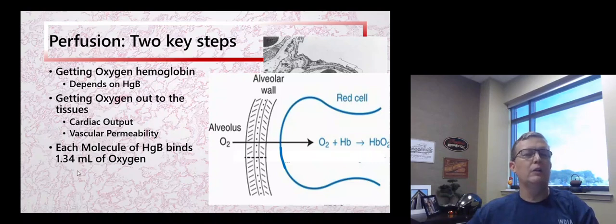So there are two key steps that are critical in order for perfusion to take place. One is we've got to get oxygen onto hemoglobin. That's the first step. So this has to do with, one, how much hemoglobin we have. Do we have enough? And two, are we getting oxygen into the alveolus and across that membrane? Oxygenation, diffusion, in order to get perfusion. Then we have to get that oxygen out to the tissues. And this is where cardiac output and vascular permeability are so critical, because we can have the hemoglobin saturated with oxygen, but if it can't move out into the tissues, then the tissues don't get oxygenated. Just a little side note here: each molecule of hemoglobin binds 1.3 mils of oxygen.